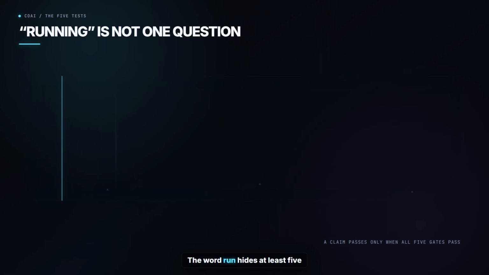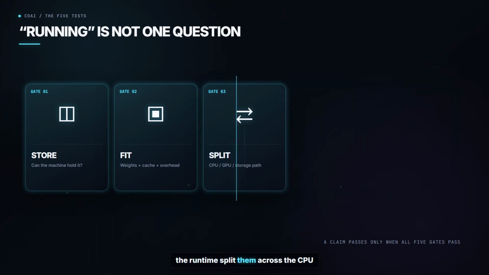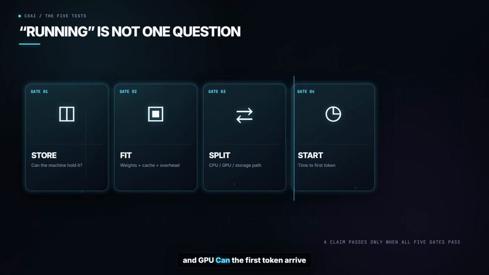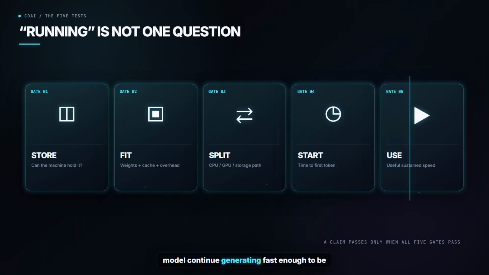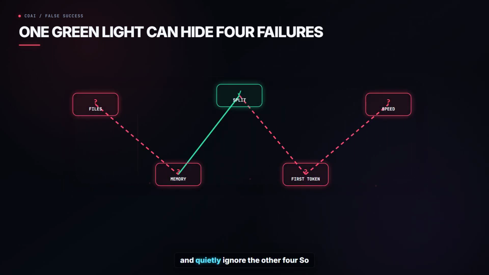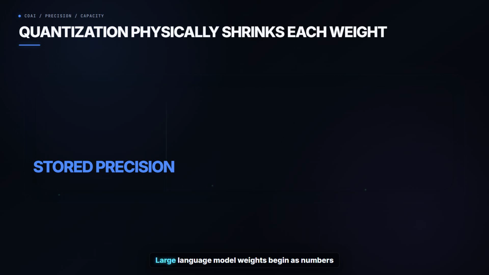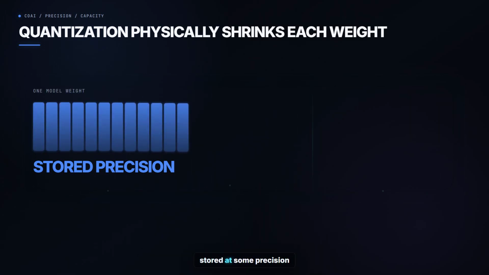The word run hides at least 5 different questions. Can the files be stored? Can the weights fit into memory? Can the runtime split them across the CPU and GPU? Can the first token arrive before you lose patience? And can the model continue generating fast enough to be useful? A tutorial can prove the third question and quietly ignore the other 4, so let us build the correct mental model. Large language model weights begin as numbers stored at some precision.